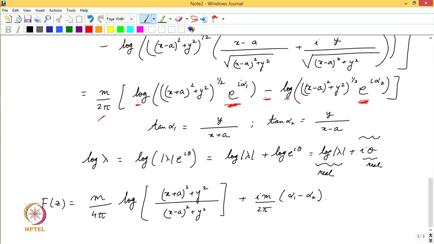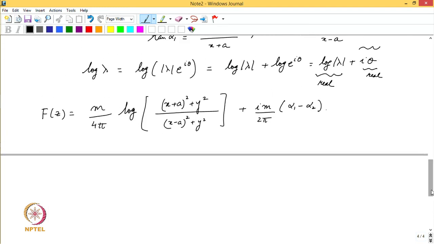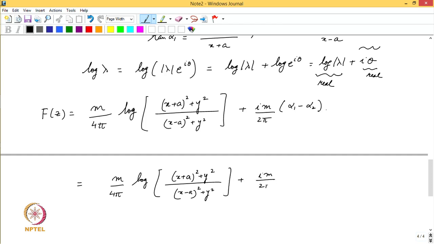Okay. So, this is what the expansion would be, and now it is easy to see that if you want to write it purely in terms of Cartesian coordinates, that can also be done. We can write this as log of (x plus a) square plus y square over (x minus a) square plus y square, plus iota m by 2 pi. I can write alpha 1 as tan inverse of y by x plus a, which is what we define alpha 1 as, and then we can write alpha 2 as tan inverse y by x minus a.